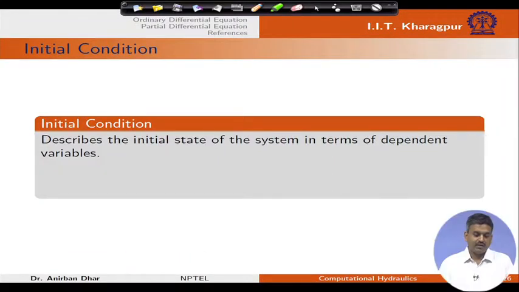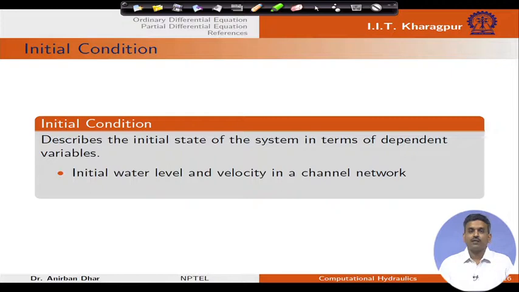So, what is this initial condition? Initial condition describes the initial state of the system in terms of dependent variables. Example, initial water level and velocity in a channel network, that should be defined for starting the simulation, and initial groundwater level in an aquifer region if you want to start a groundwater simulation, and that should be time dependent.